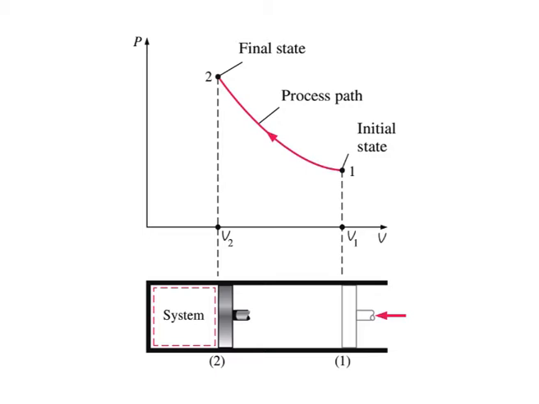For non-quasi-equilibrium processes, we are not able to characterize the entire system by a single state, and thus we cannot speak of a process path for a system as a whole. A non-quasi-equilibrium process is denoted by a dashed line between the initial and final states instead of a solid line.